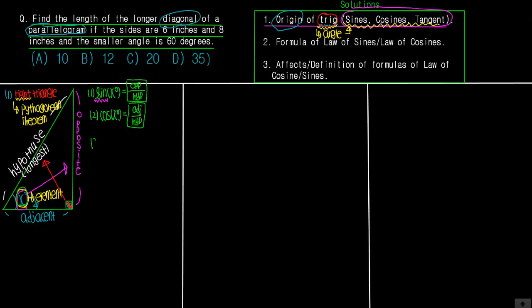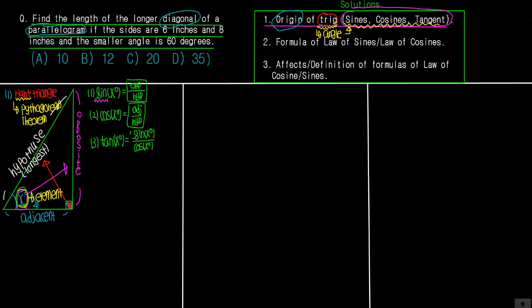So lastly, let's think about what is the tangent of x degrees. Well, tangent is a little bit weird compared to sine or cosine. It will be sine of x degrees divided by, or over, cosine of x.